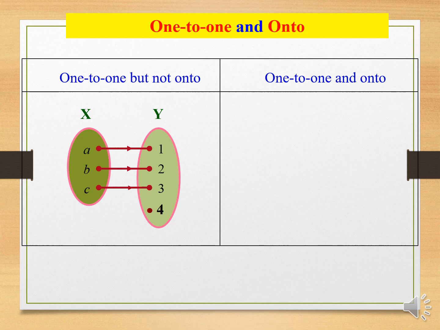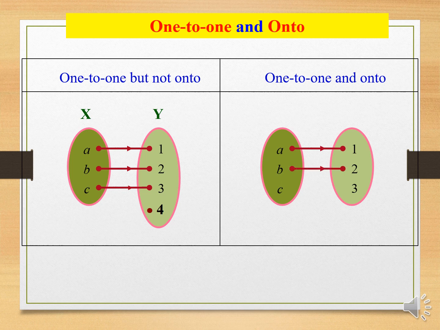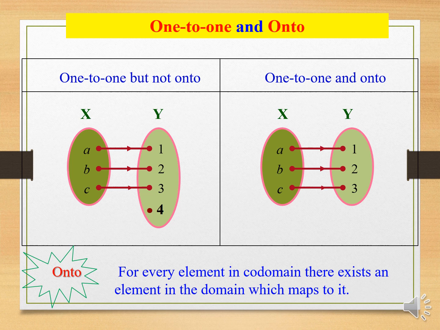One-to-one and onto. How? We represent it by using an arrow diagram. If we have elements of set X, A, B, C that have images in set Y, 1, 2, 3, all the elements in set X have images in set Y, and all elements in set Y have an object in set X. Therefore, this is one-to-one and onto. The definition of onto: for every element in the codomain, there exists an element in the domain which maps to it.